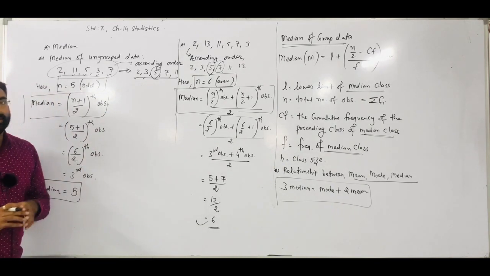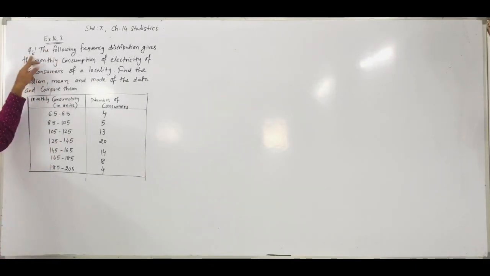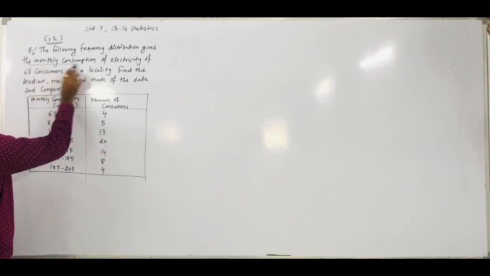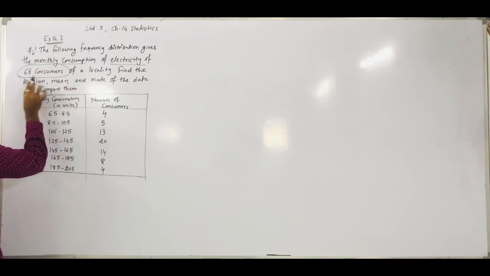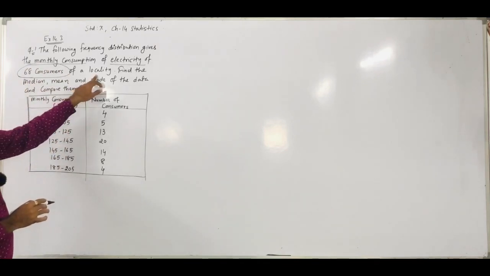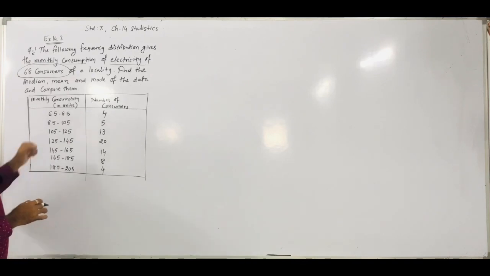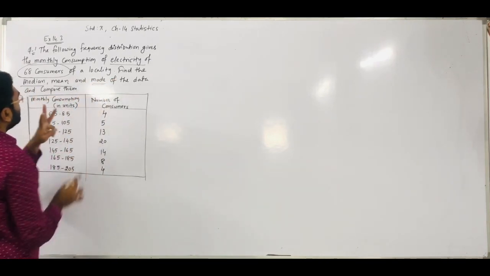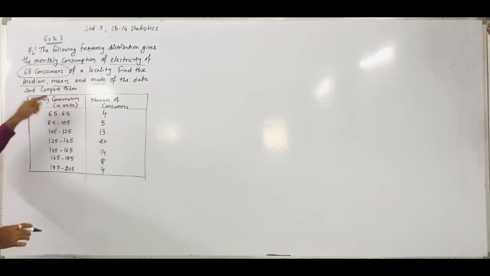So regarding exercise 14.3, question number 1. The following frequency distribution gives the monthly consumption of electricity of 68 consumers of a locality. Here they give the observations about the 68 consumers. Find the median, mean and mode of the data and compare them. So 3 things we have to find out.